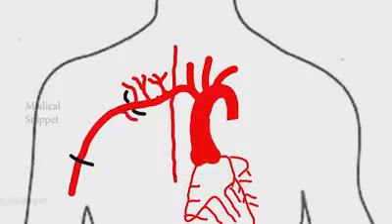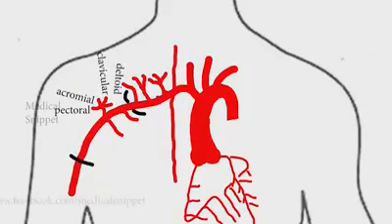The first part gives rise to one branch called the superior thoracic artery. The second part gives rise to two branches: the thoracoacromial artery and the lateral thoracic artery. The thoracoacromial artery splits into four branches: pectoral, acromial, clavicular, and deltoid.